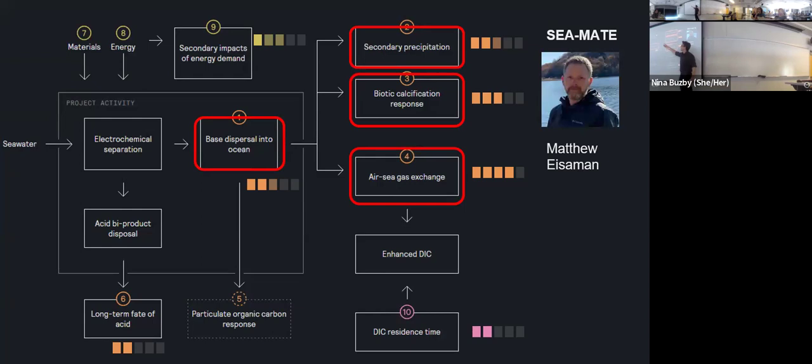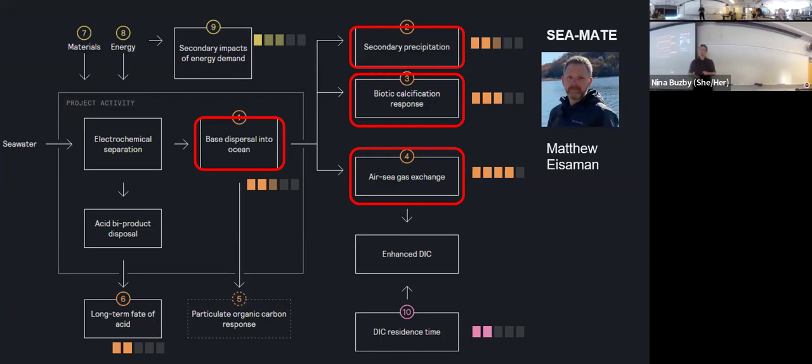We're not at all able to contribute to the materials and energy, the life cycle analysis, those sorts of questions. We are interested in the places where things can go wrong when you're adding the base to the seawater. Secondary precipitation refers to when you push the chemistry too hard, too fast, and you can start to crash out calcium carbonate, a solid mineral. A small amount decreases the efficiency of your carbon dioxide removal. A large amount can even reverse it, so the ocean actually degasses CO2 into the atmosphere more than it would have otherwise.